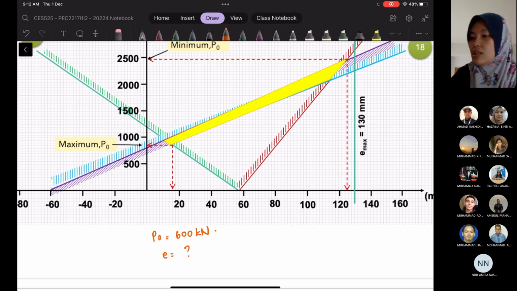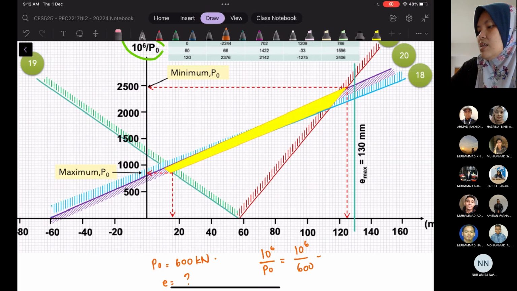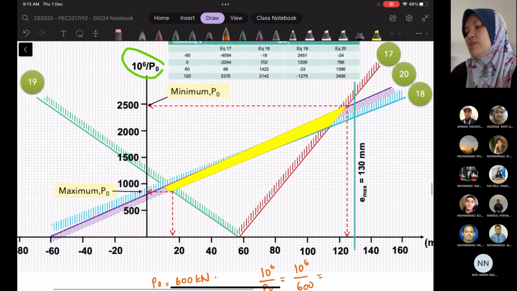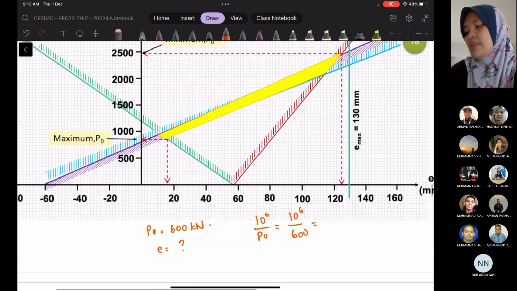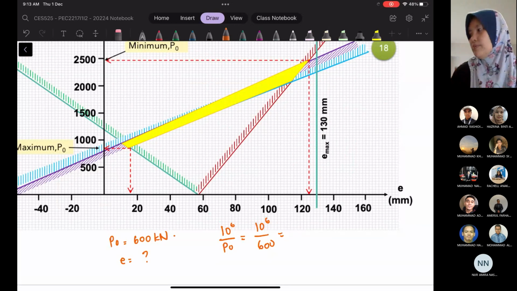So kalau P naught 600, right? So kita kena calculate lah 10 to the power of 6 over P naught, right? So P naught is 600, so 10 to the power of 6 over 600. So value yang nak kena tengok daripada Magnell diagram ni berapa? Cuba calculate jap. Berapa dia punya value nak kena tengok daripada Magnell diagram? Kalau P naught kita 600, what would be the value?